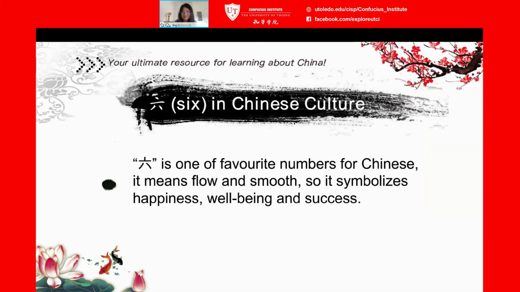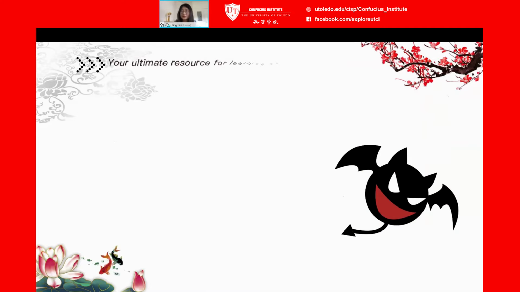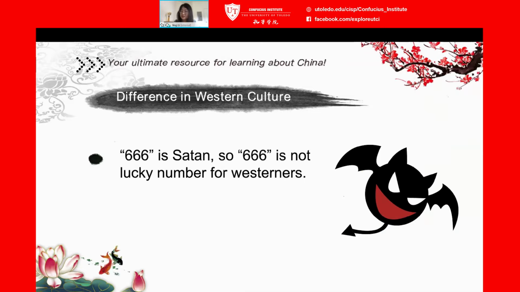In cyberspeak, young people often use liu liu liu. It means awesome because liu sounds like the Chinese character liu, meaning very skillful. Yes, please remember this. After that, I will test you. But in Western culture, 666 is Satan, so it's not a lucky number for Westerners. It's a difference between Chinese and American.